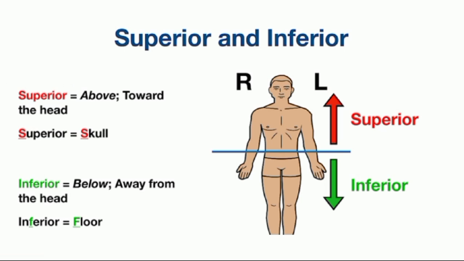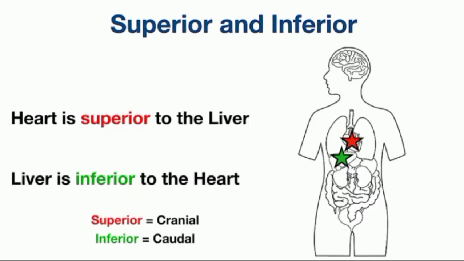Next, we have the terms superior and inferior. Superior means above or towards the head, and inferior means away from the head. The terms caudal and cranial can be used alternatively for these. Cranial means toward the head and caudal means toward the tail area. Now let's take a look at the example. Our heart is superior to the liver, or with reference to the liver, our liver is inferior to the heart, or with reference to the heart.